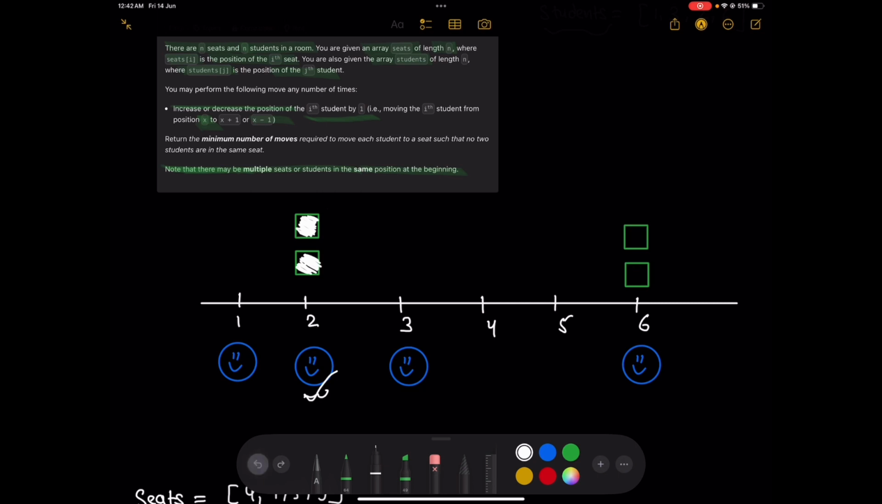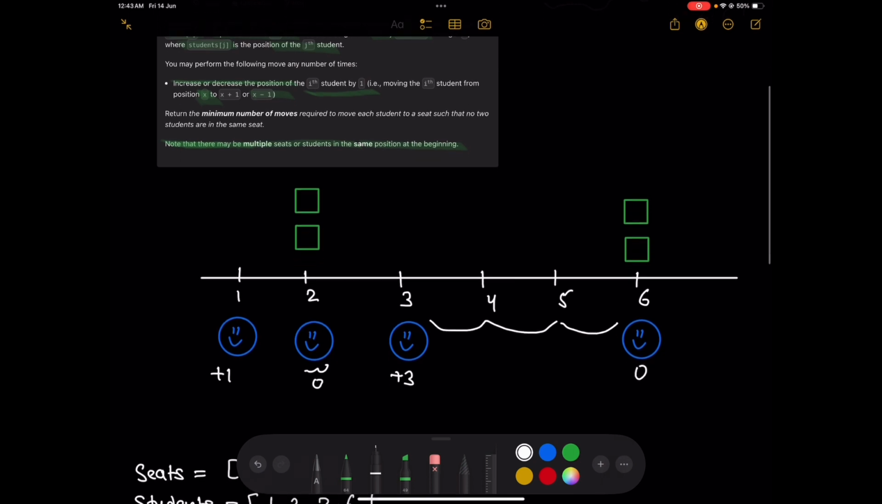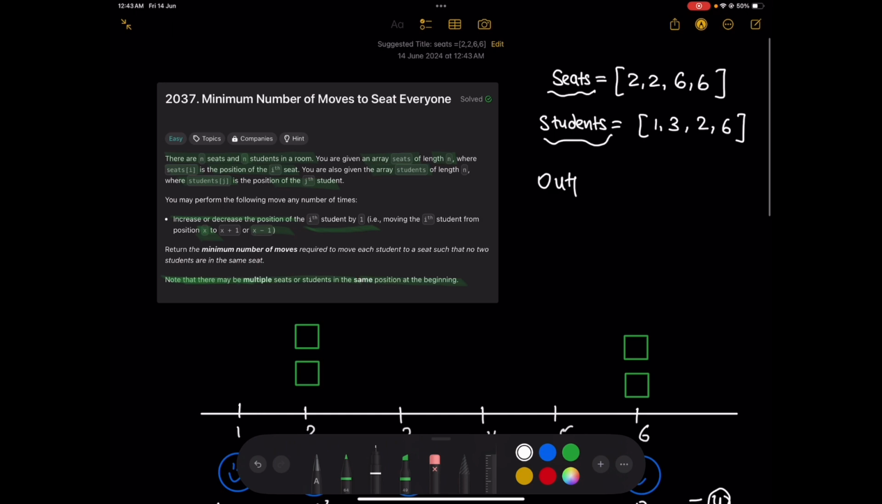So what is the minimum number of operations required? Let's calculate now. Let's begin with the student 1. He has to move, so we need one operation here. We need 0 operations here, and for this guy we need 1, 2, 3 operations, right? So we need 3 operations here, and for student 6 we need 0 operations. So how many operations do we need in total? 1 plus 3 is 4. So we need 4 operations in total. So the output for this is 4.